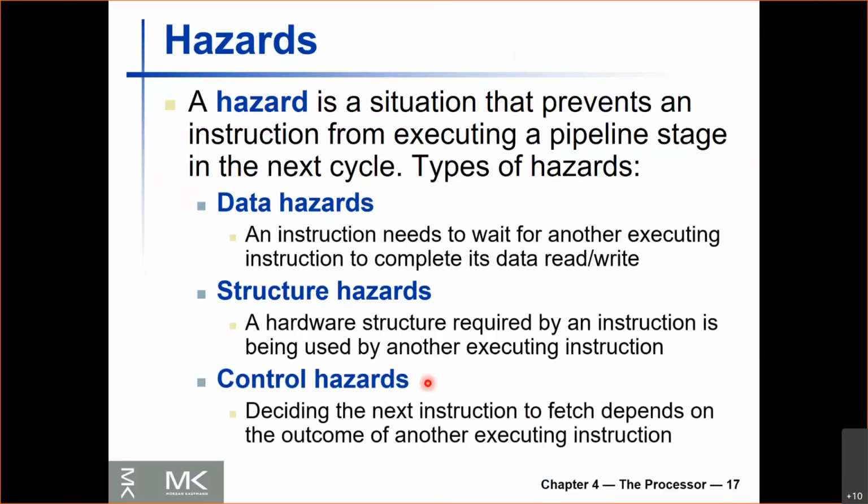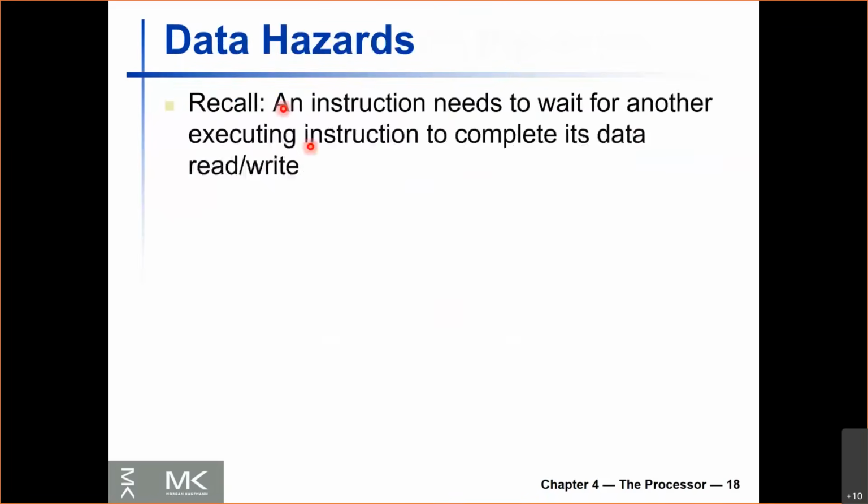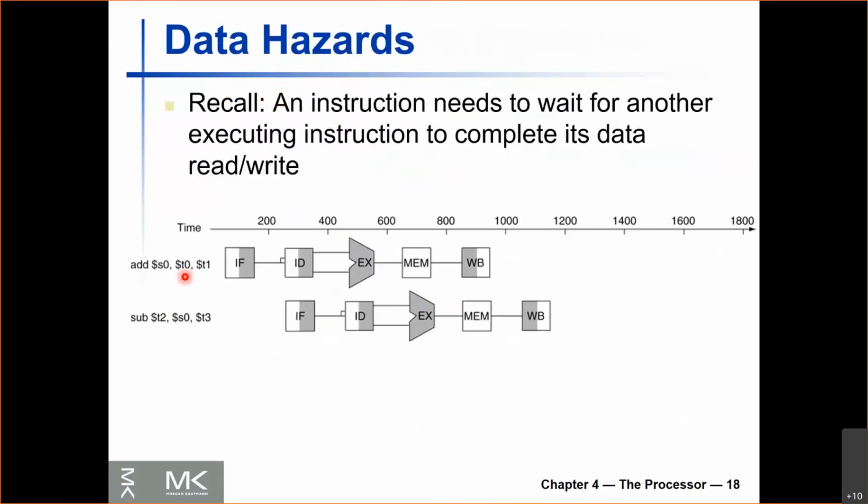I'm going to start with data hazards. Again, a data hazard occurs when an instruction needs to wait for another executing instruction to complete its data read or write. Let's take a look at an example. Let's say I have an add instruction over here, and this add instruction writes to the register S0, and it's followed by a subtract instruction, and the subtract instruction reads the value S0.